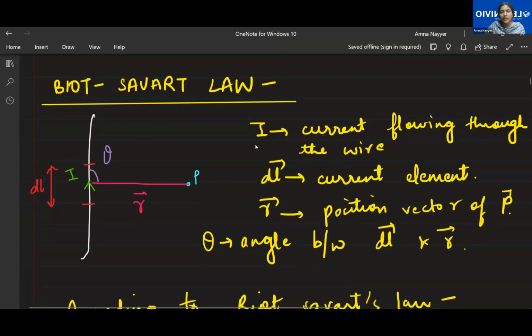What does the law say? So I is the current flowing through the wire, dl is the current element, r is the position vector of P, and theta is the angle between dl and r. These are all the variables that we are going to use.